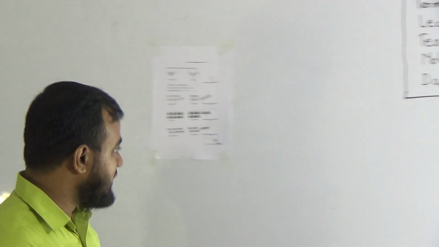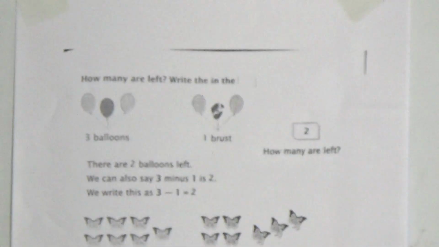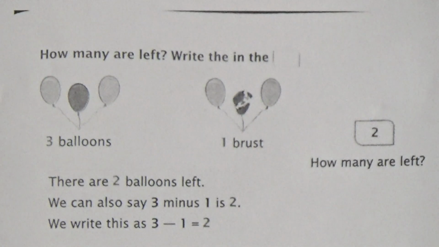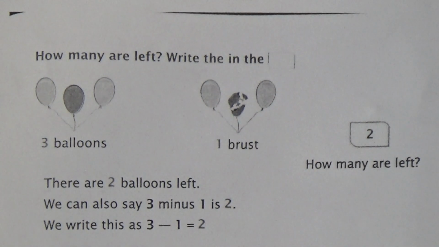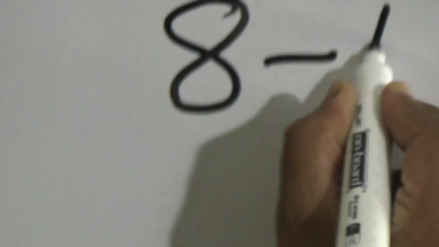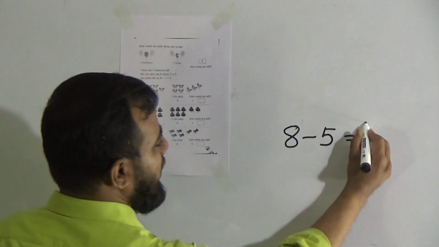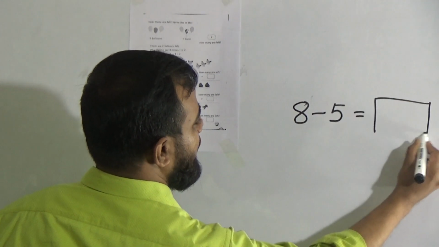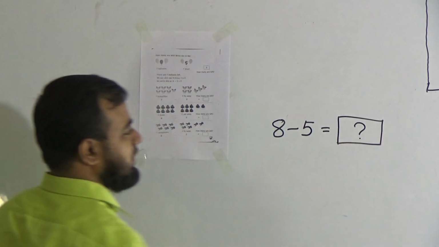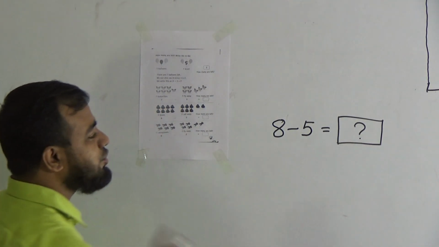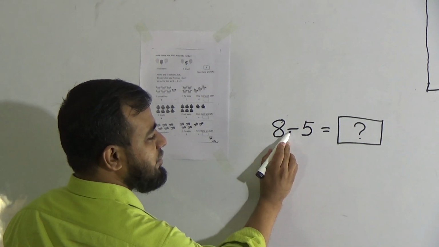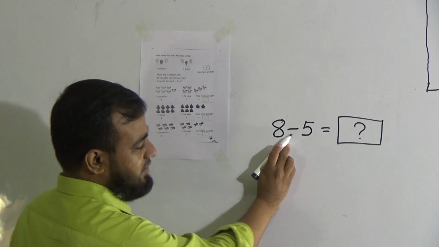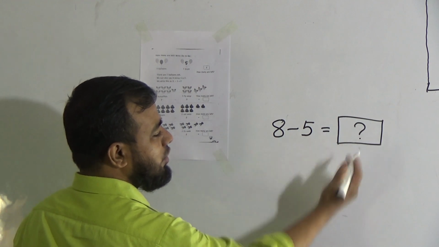My dear students, let's start our class. We will learn how to subtract with the help of a picture. So how to subtract, my dear students? Suppose the subtraction is 8 minus 5 is equal to how much? We need to find out what will be in this box. Now look very carefully. 8 minus 5, it's a subtraction sign and we call it minus. 8 minus 5 is equal to how much?